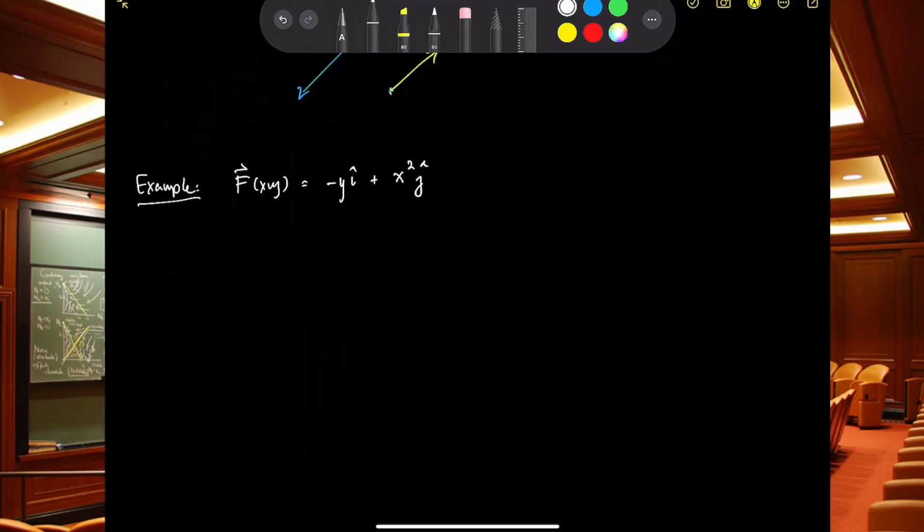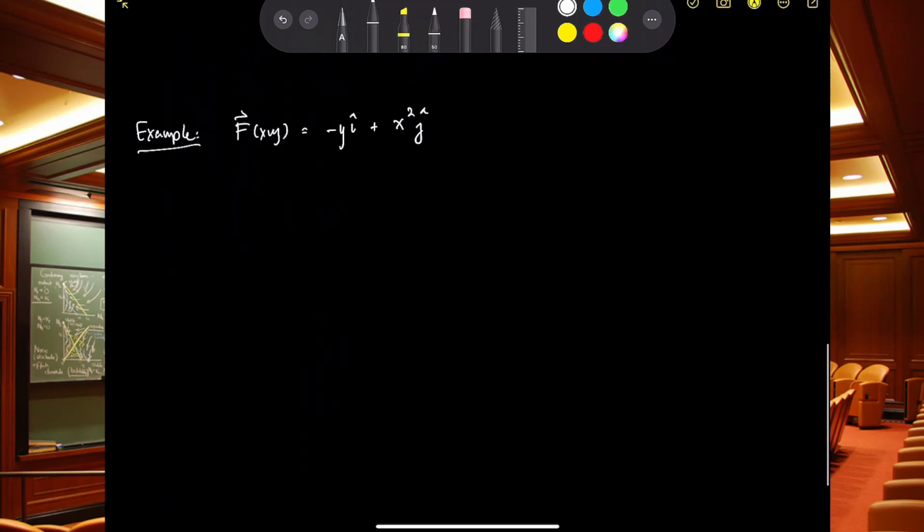So for a quick example, driving from the notation, let's see what this might look like in the plane. We get a two-dimensional vector field, and this assigns to the i component a negative y, and to its j component x squared, given a point x, y in space. So let's take a few sample points.